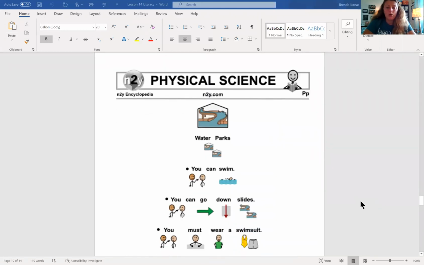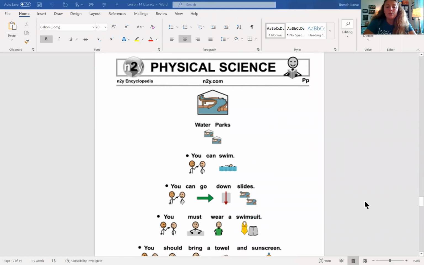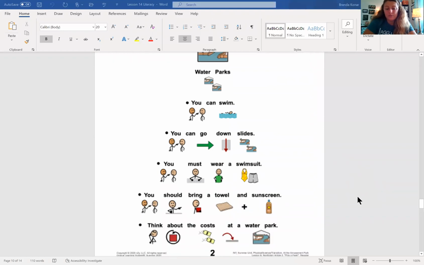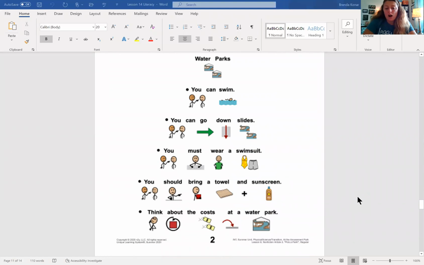So let's read about water parks. At water parks, you can swim. You can go down slides. You must wear a swimsuit, and you should bring a towel and sunscreen. So think about the costs at a water park. So that means think about how much money you would have to pay to go there.